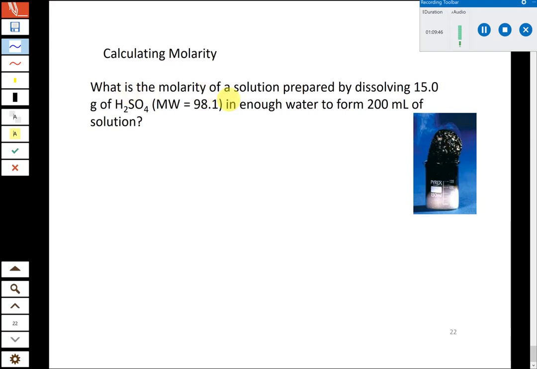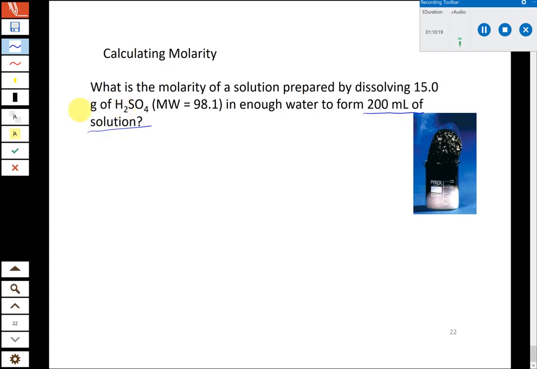What we want to do is calculate the molarity of a solution prepared by dissolving 15 grams of H2SO4, sulfuric acid, in enough water to form 200 milliliters of solution. So again, molarity is defined per volume of solution, so you need to know how much solution you have to be able to calculate the molarity accurately. In most cases, if you were to dissolve 15 grams of sulfuric acid in 200 milliliters of water, you would get pretty close to 200 milliliters of solution. So the molarity is not too different in that case. But in reality, if you want to accurately calculate molarity, you need to know the volume of the solution that you have.